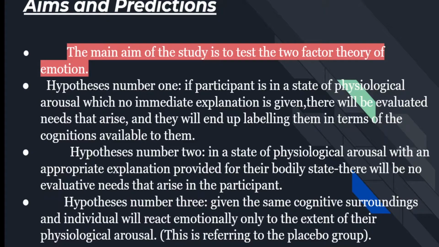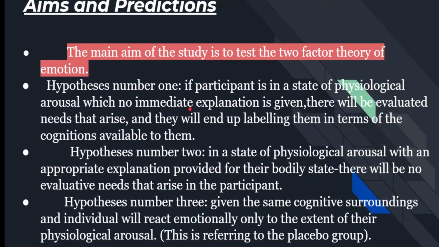The third hypothesis claims that given the same cognitive surroundings, an individual will react emotionally only to the extent of the physiological arousal. This is referring to a placebo group, the group that will experience no physiological arousal that is manipulated by us. So we are saying that people in this group will not have any evaluative needs or take on the cognition surrounding them because they have no physiological arousal to explain.